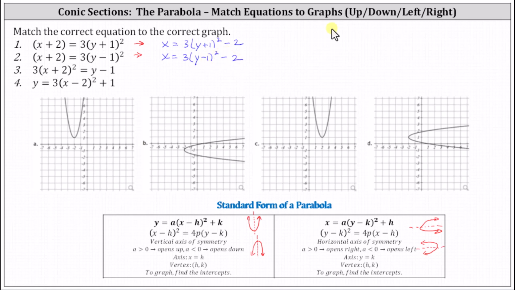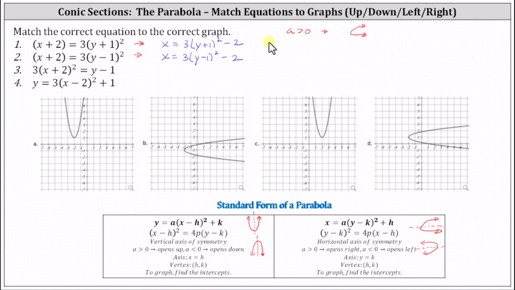And now for both equations, because the y part is being squared, we know the parabola has a horizontal axis of symmetry and opens left or right. Because a is positive 3, which is greater than 0, we know both parabolas open to the right.